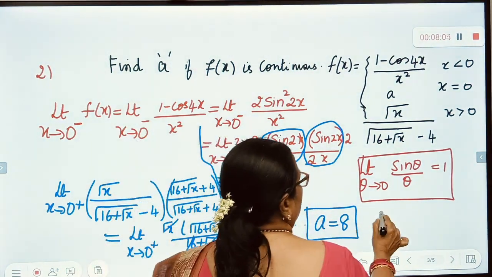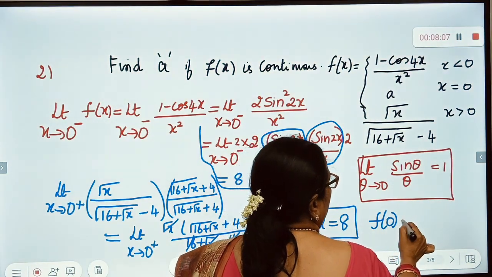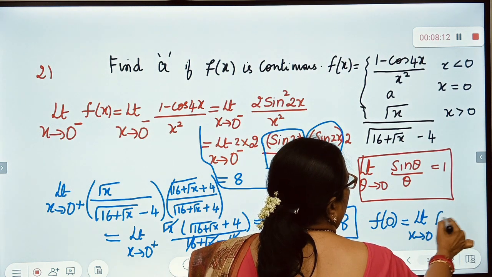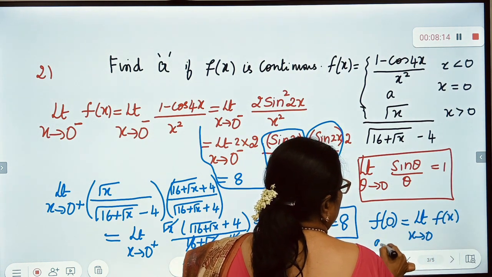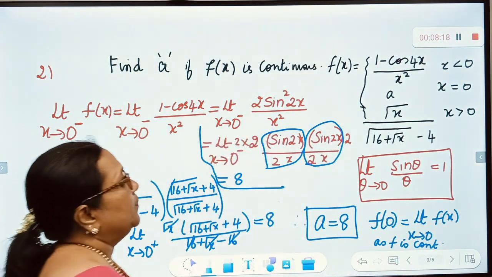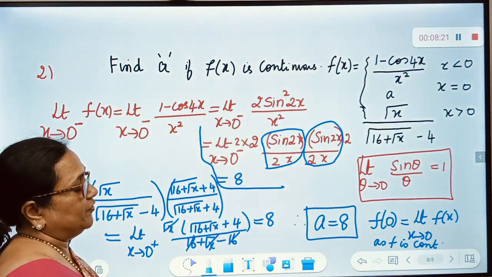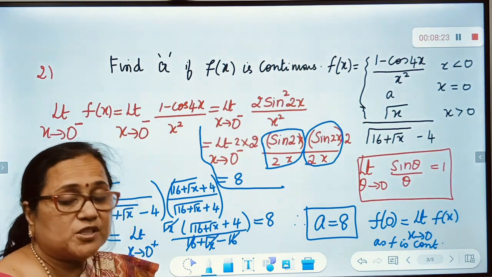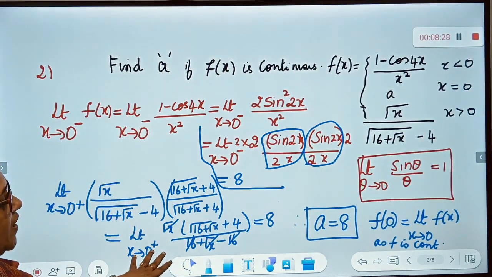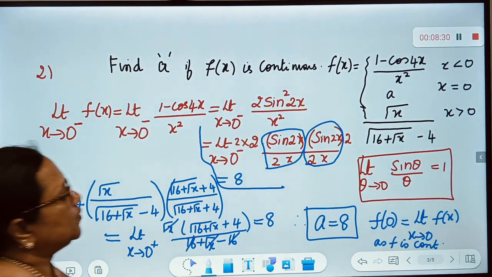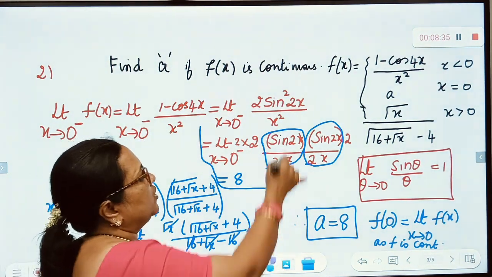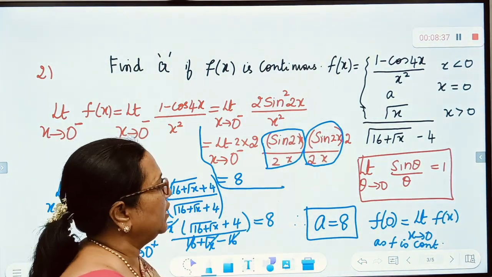What is a? F of 0. F of 0 is limit x tends to 0 of f of x, as f is continuous. Since f is continuous, limit x tends to 0 of f of x, which means limit x tends to 0 plus of f of x and limit x tends to 0 minus of f of x, both of them we have resolved to be 8, which means it has to be equal to the value of the function at x equal to 0. F of 0 is a, therefore a is equal to 8.